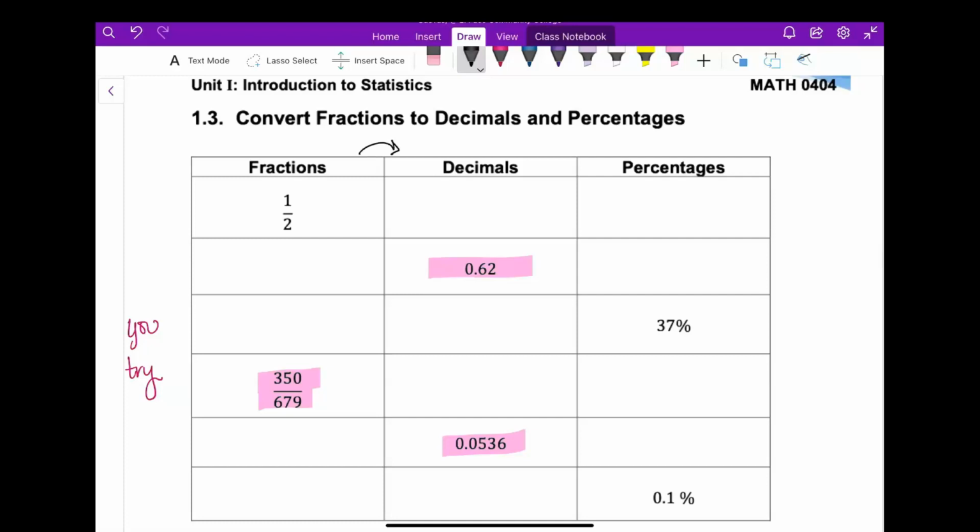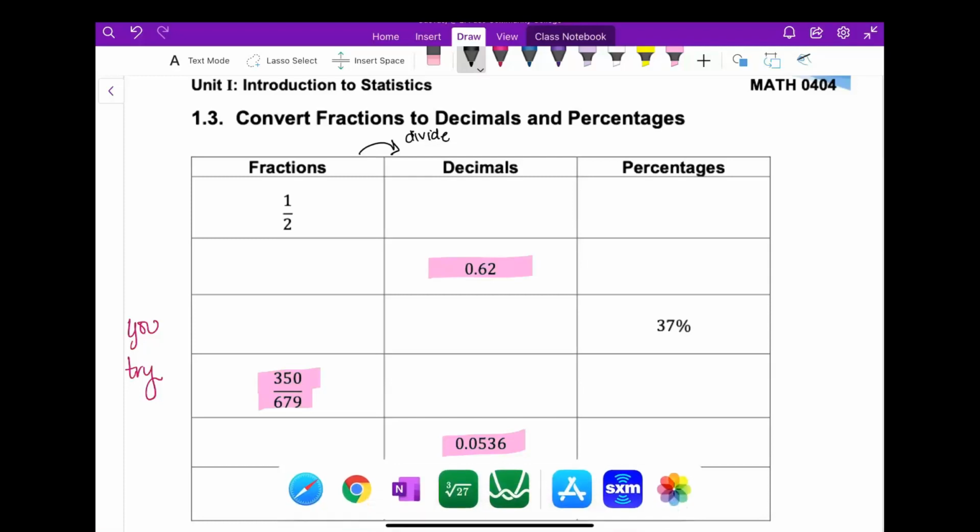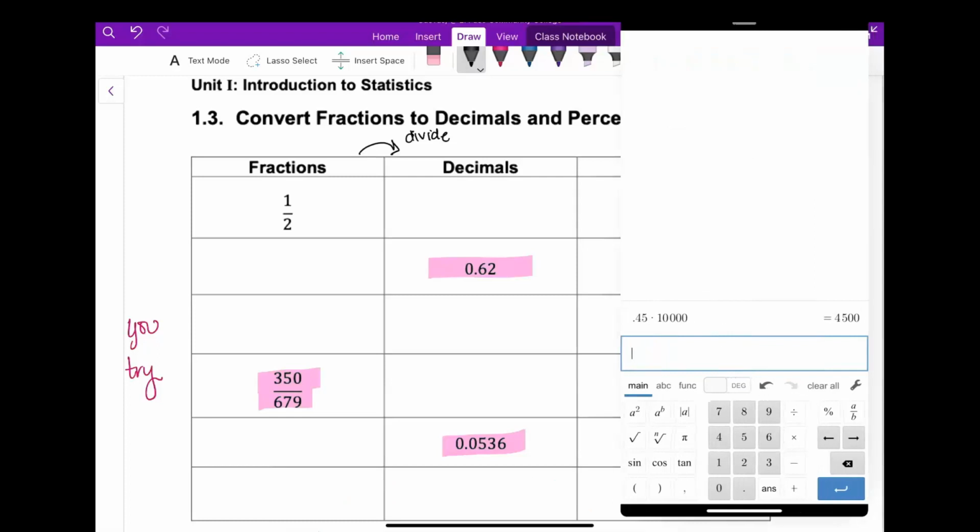How are we going to do that? We're going to divide. Okay, and then in the decimal form, we have to decide how many decimal places we're going to keep, especially if it's an ugly number. Let's talk about ugly numbers in a little bit. So here is our calculator. So I am going to divide 1 divided by 2.